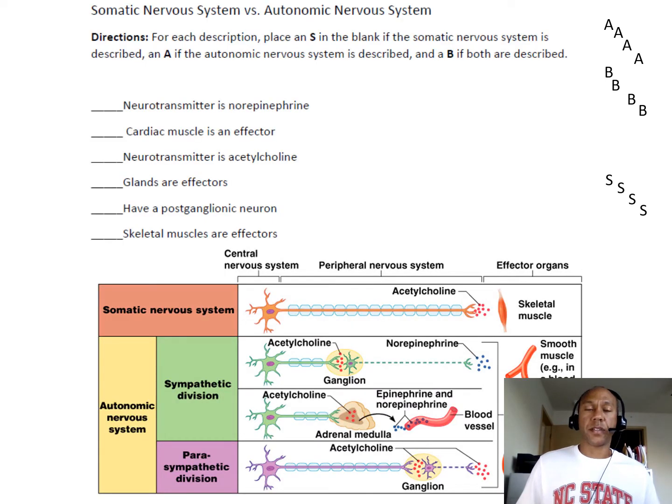Now let's pause to complete the first part of the learning activity that I emailed you on the somatic nervous system versus the autonomic nervous system. The directions say that for each description that I provided you, place an S in the blank if the description refers to the somatic nervous system, an A if it refers to the autonomic nervous system, and a B if it refers to both. So take a moment to do that. And you don't have to remember what we just talked about. You can just refer to this table down here because it provides all the information that you need.